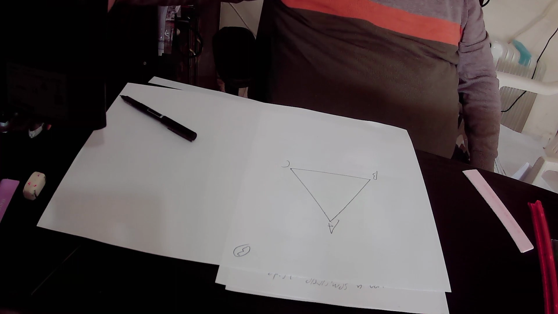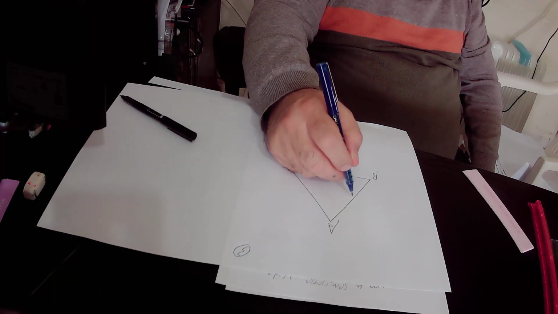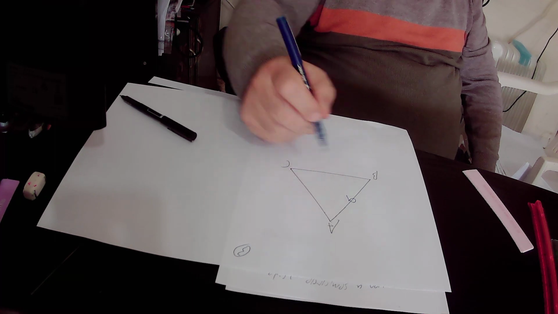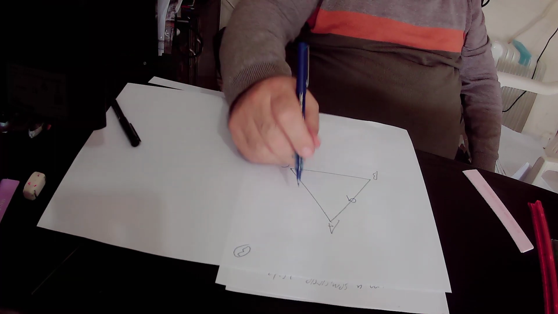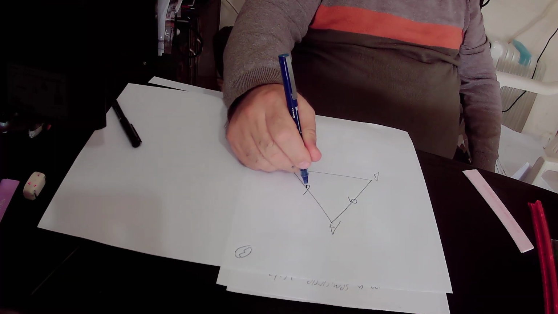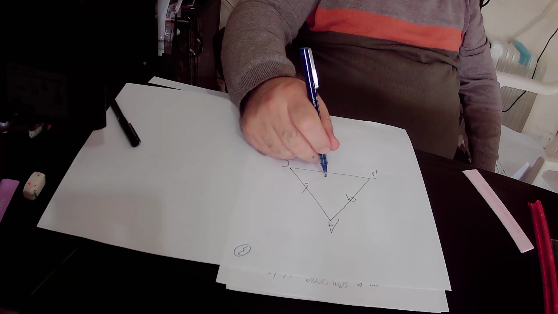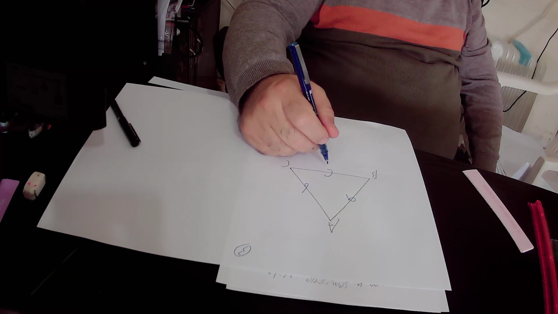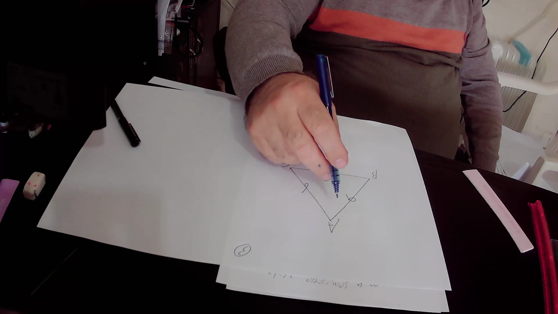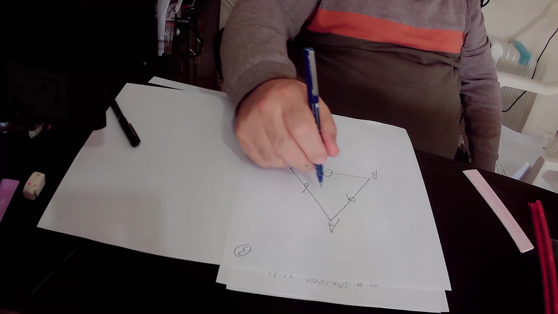We know that side AB of triangle ABC equals A units in length. Side AC equals B units in length, and side BC equals C units in length. And the angle between side AB and side AC is theta.